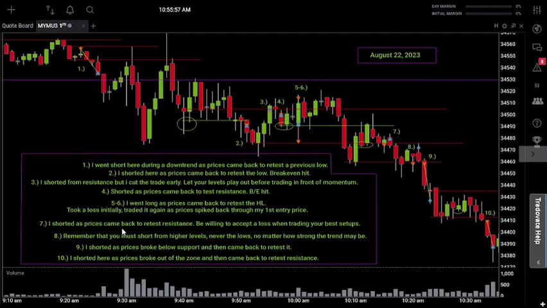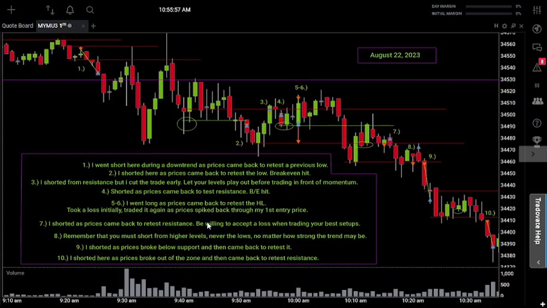I shorted as prices came back to retest resistance. The only thing is I cut this trade way too early. This trade would have never hit my stop loss if I didn't cut it, but the higher low right here setup was kind of scaring me a little bit because I know how strong the higher lows can be, and sometimes when you come back to it, even if you have a long tail candle wick like this, it'll still bounce up. And I saw yesterday's closing price up here, so I'm like, maybe they're trying to shoot for the closing price one more time and then the downtrend can continue. So I was like, you know what, let me just get out of this trade.